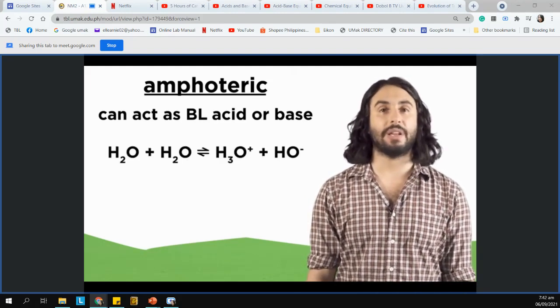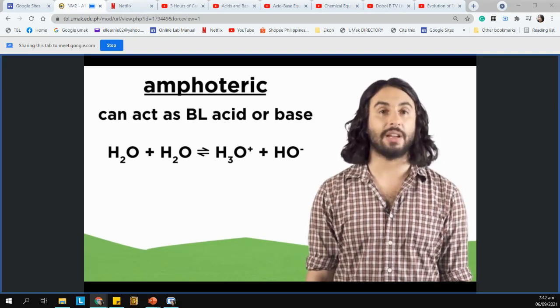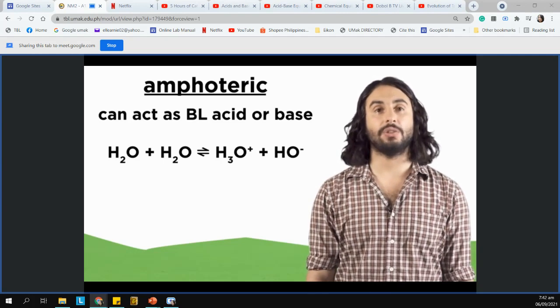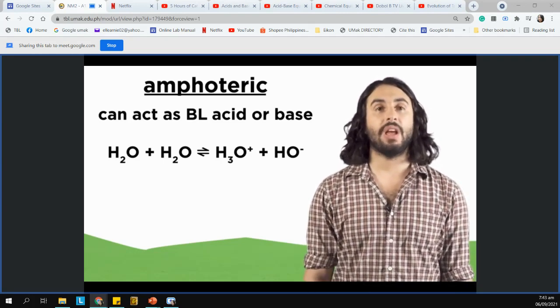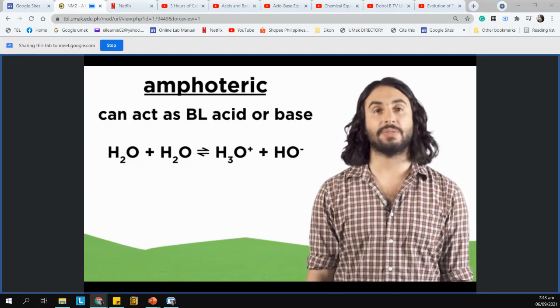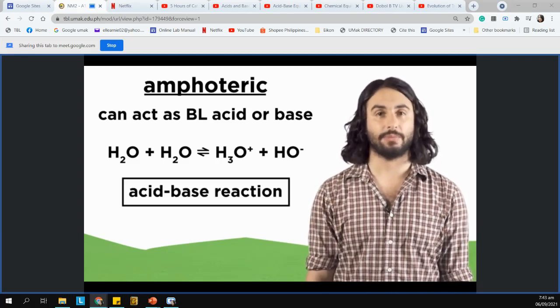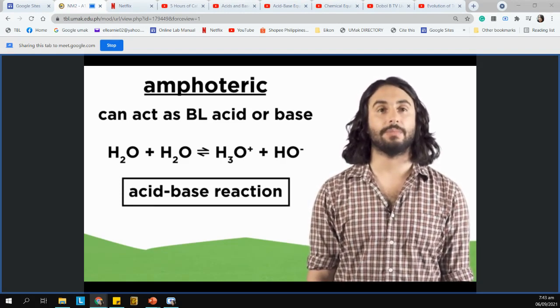Water is amphoteric because it can behave as an acid, losing a proton to become hydroxide, or it can act as a base, gaining a proton to become a hydronium ion. In a sample of water, a tiny fraction of molecules transfer a proton from one to another, which we call an acid-base reaction. This is an equilibrium and is shown here.